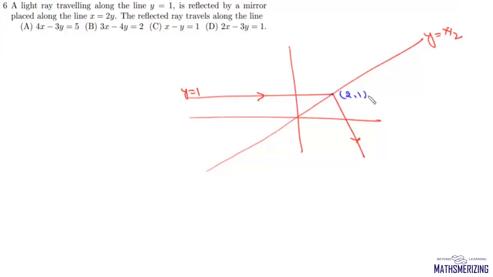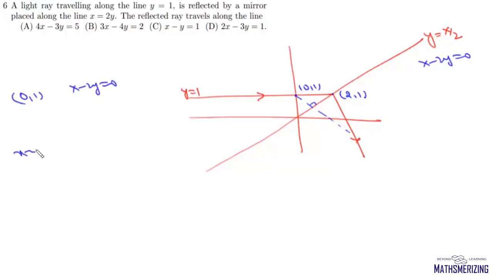Now one way of solving these reflection problems is to take any point on the incident ray. We'll take this point, which will be 0, 1, and then we'll find the image of this point above this line. So we can write the image of this point 0, 1 in the line x minus 2y equals 0.